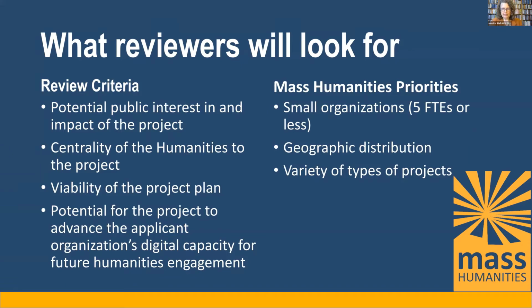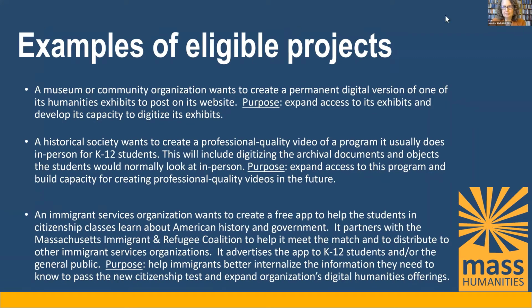So I want to give you some examples of eligible projects, just to give you an idea. This is not a limitation. It's just to begin to open up your ideas of the kinds of things that would be eligible for our digital capacity grants. So you may be a museum or a community organization, and maybe you want to create a permanent digital version of one of the humanities exhibits so that you can have that on your website.